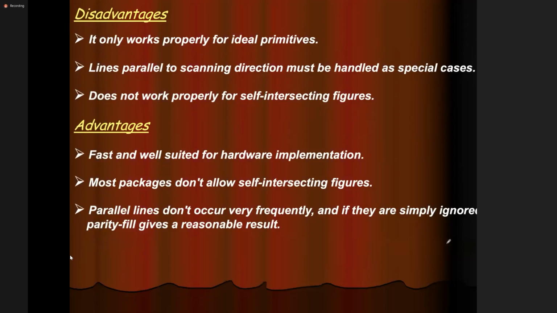So what are the disadvantages? It only works properly for ideal primitives. Ideal primitives means circles, rectangles, those types of primitive shapes. It will not work for other non-primitive shapes, and for lines parallel to the scan direction. There are lines parallel to the scan direction. It will do a kind of marking, odd, even, not even, in a continuous manner if there are boundary lines available parallel to the scan line.